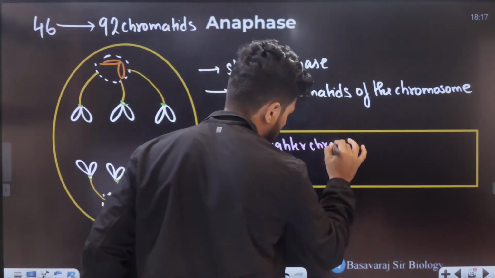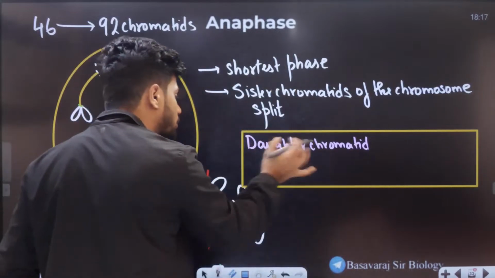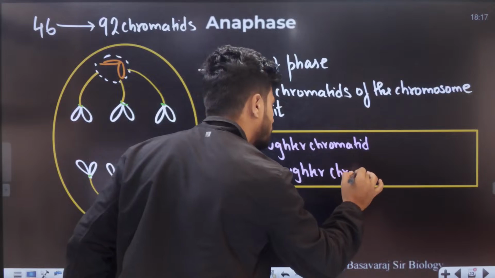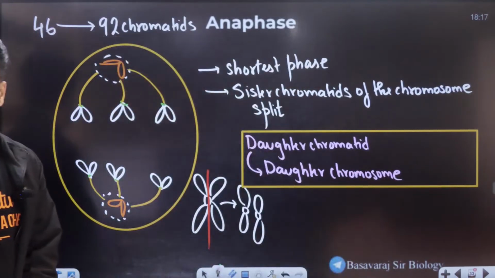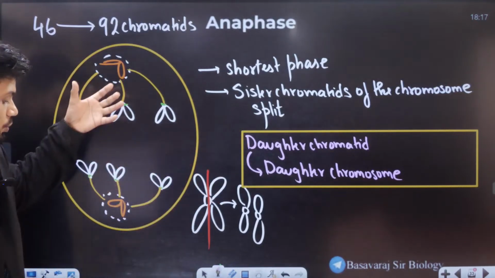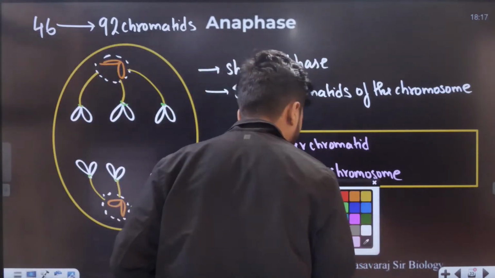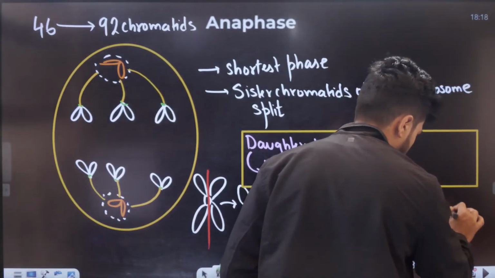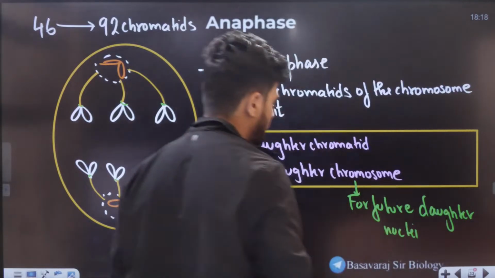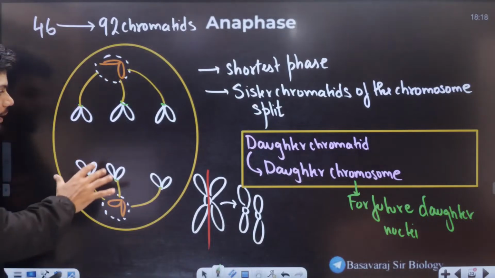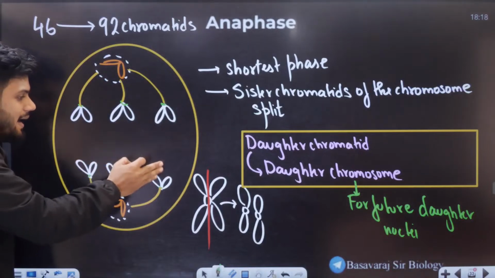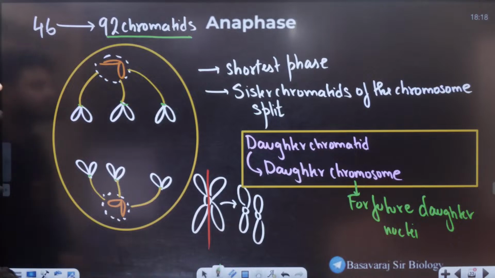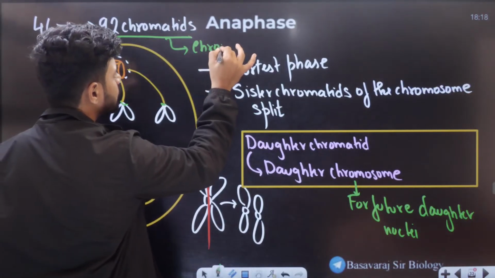This daughter chromatid will act like a daughter chromosome. Right? Daughter chromatid will act like a daughter chromosome. So what happened here is because it will be a daughter chromosome for future daughter nuclei. Okay. Now all the chromatids here will act like a chromosome. So all of these 92 chromatids are technically going to act like chromosomes.